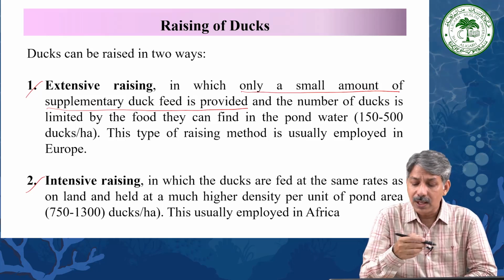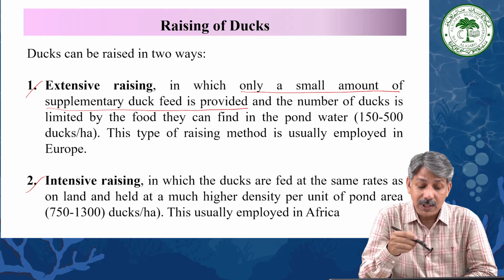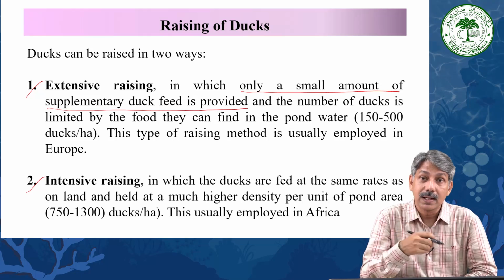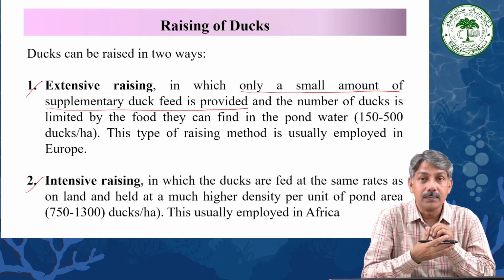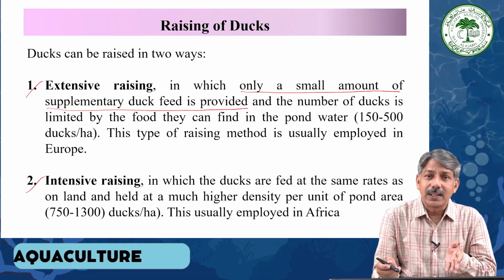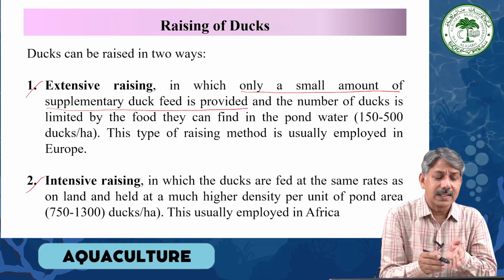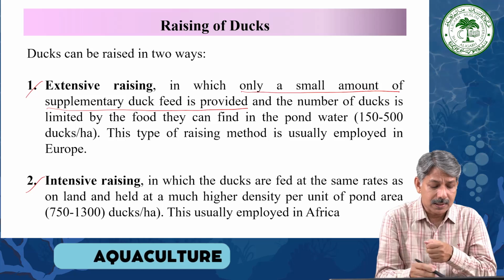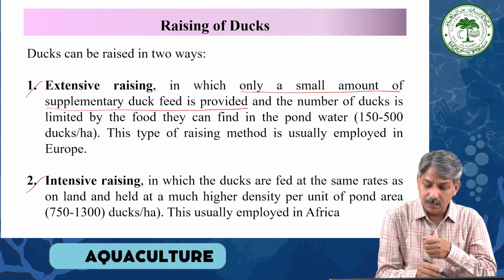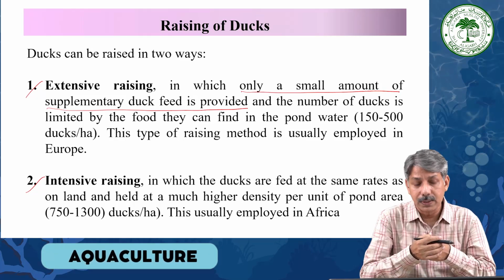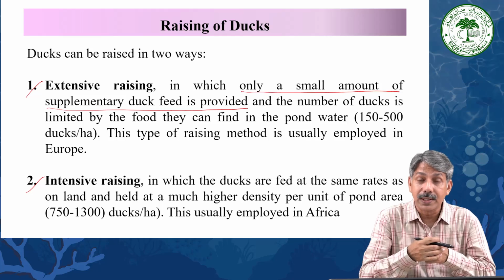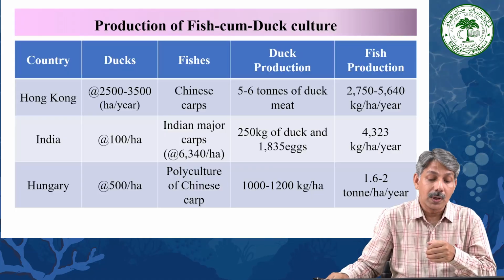Here also, when we go for an extensive system, we will use a smaller number of ducks, and we will provide them very limited food. There are many places where this is being done, so it's not done only in Europe. In other places we go for intensive rearing, in which we can increase the number of ducks, because we may be using larger water bodies, and we may be giving them more feed.